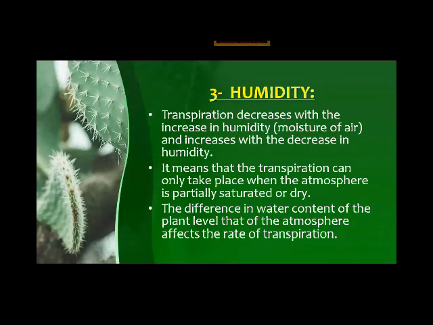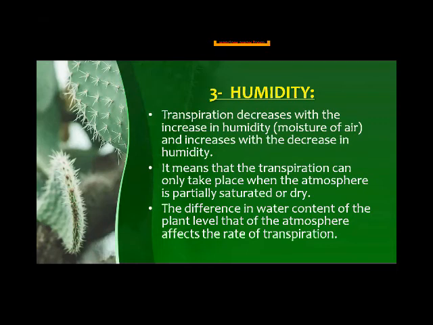Now next is humidity. First try to understand what humidity is. Humidity is the moisture of air, meaning the number of water molecules present in the air. They moisten the air, they moisten the atmosphere. This amount of water vapor and water molecules in the air is called humidity. But humidity is inversely proportional to transpiration. If the amount of water vapor increases in the air, automatically the rate of transpiration will decrease.